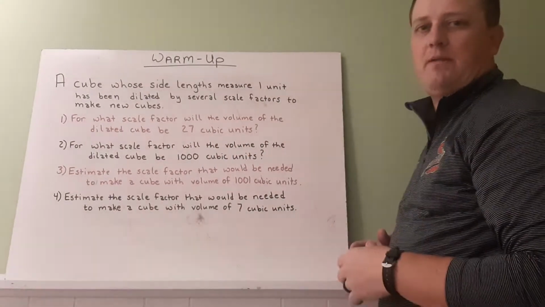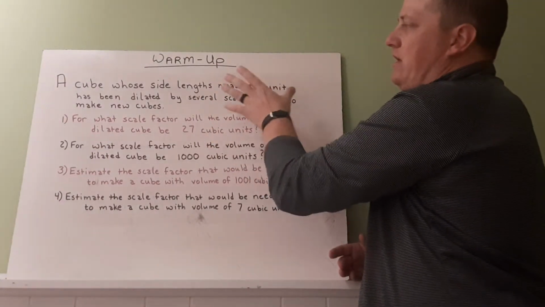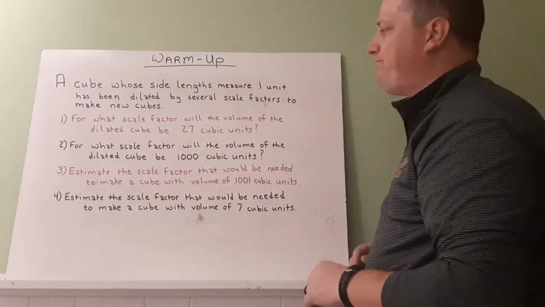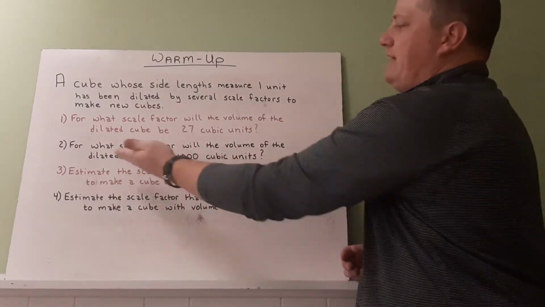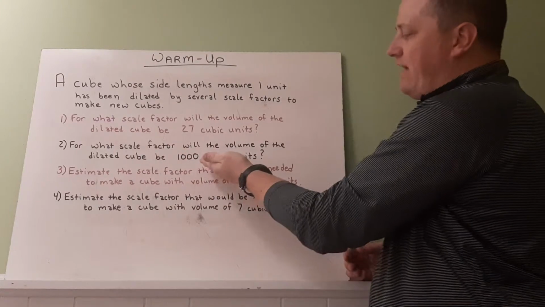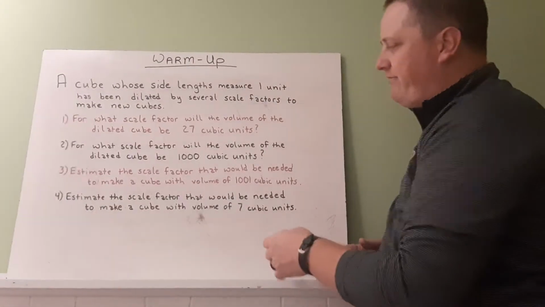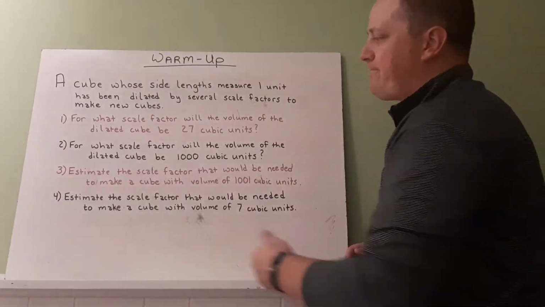So use some estimation, use a calculator, try and figure out how to get the cube from 1 unit measurements on all sides to a 27 cubic unit volume. For what scale factor will the volume of the dilated cube be 1,000 cubic units? So again, go through a process, try and figure out what will work for 1,000 cubic units.